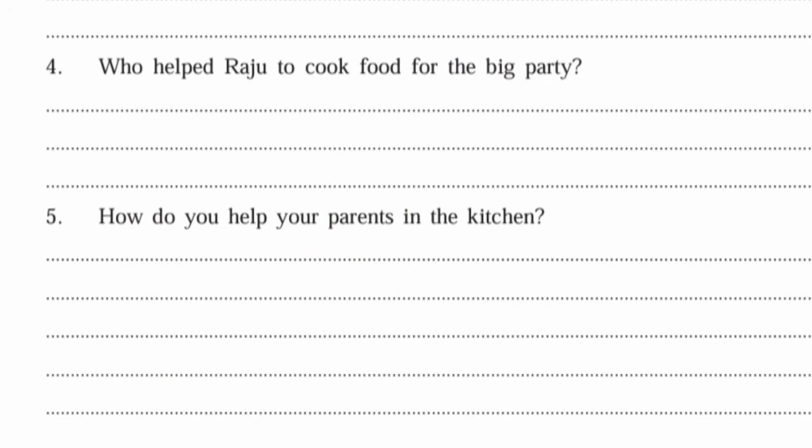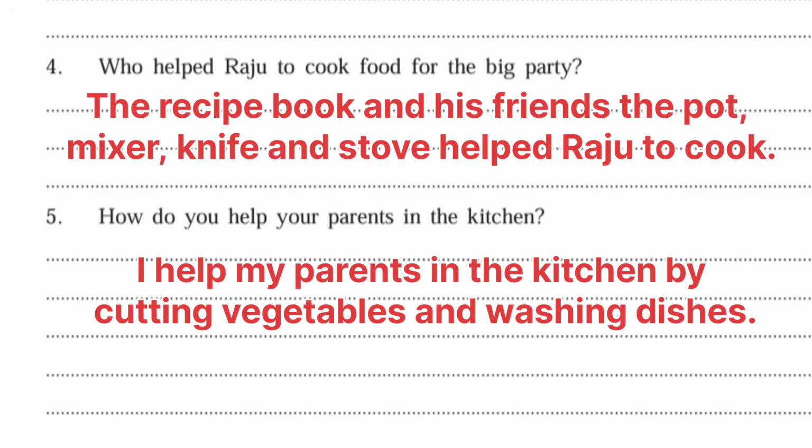Next question, who helped Raju to cook food for the big party? Answer, the recipe book and his friends. The pot, mixer, knife and stove helped Raju to cook. Fifth question. How do you help your parents in the kitchen? Here you have to write how you help your parents in your kitchen. Answer. I help my parents in the kitchen by cutting vegetables and washing dishes.